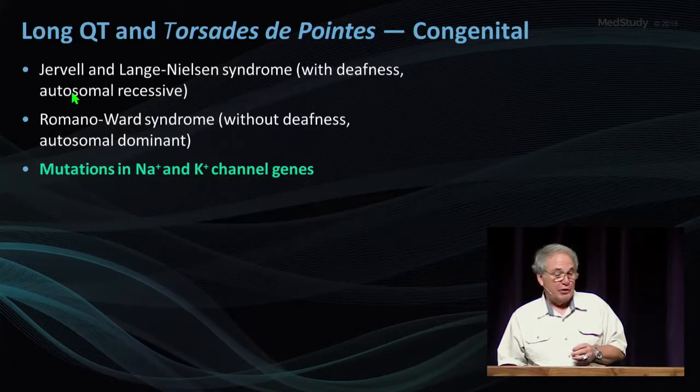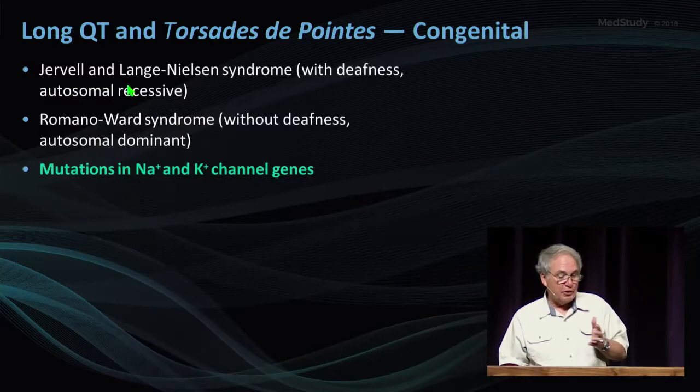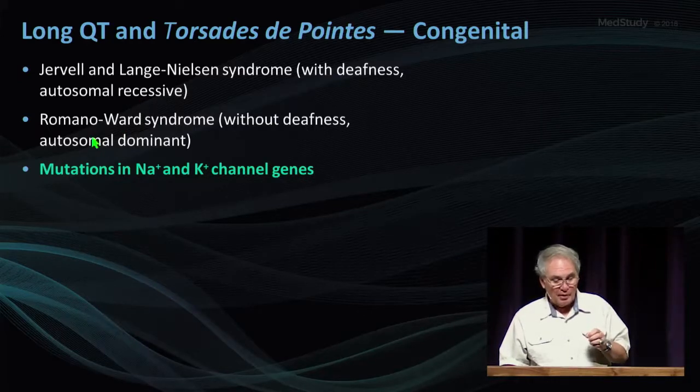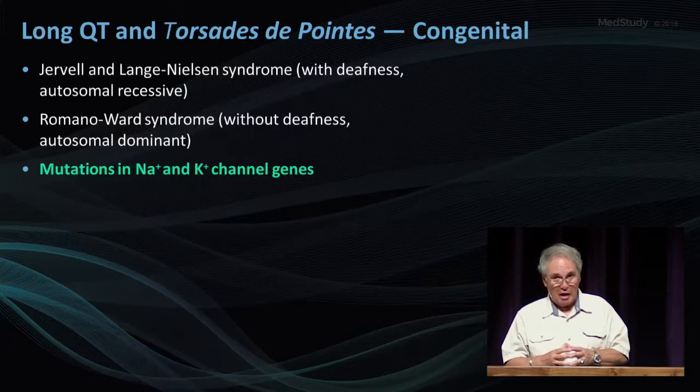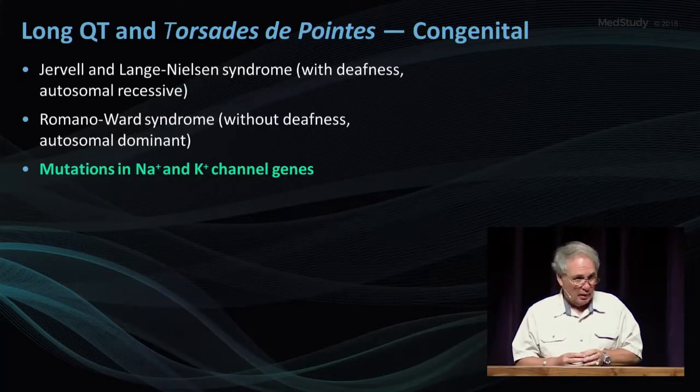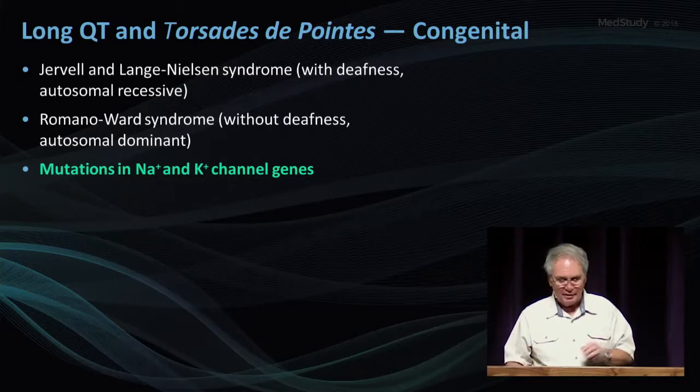We talk about two syndromes that are kind of older terms. The Jervell-Lange-Nielsen syndrome is associated with deafness. It's autosomally recessively inherited, very rare. What's far more common is the Romano-Ward syndrome, no deafness, dominantly inherited, and that's what our child, the case that I showed you, had: no deafness, dominant inheritance.